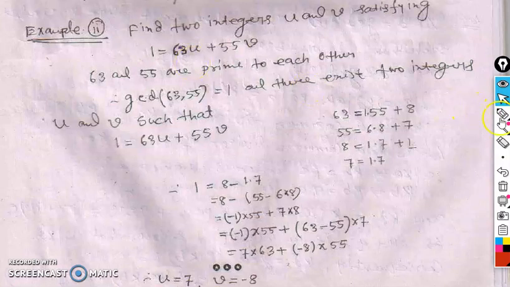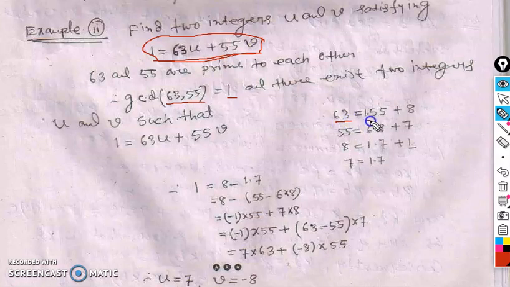Exactly for that reason, here we mention these particular things: 1 equals 63u plus 55v. So when we want to find the solution of this particular equation, you have to find the GCD of these two numbers, which is 1, and exactly the same procedure is followed in the previous lecture as well as this lecture.